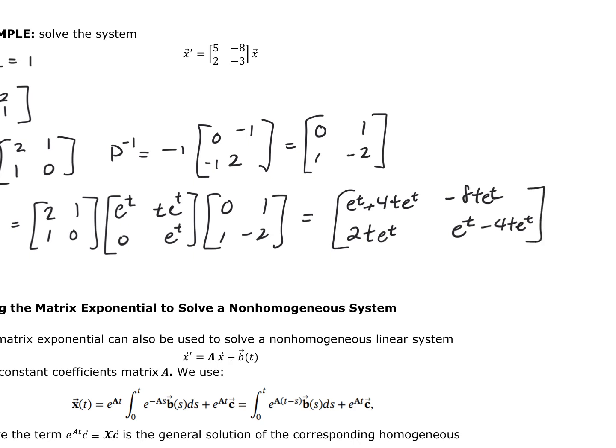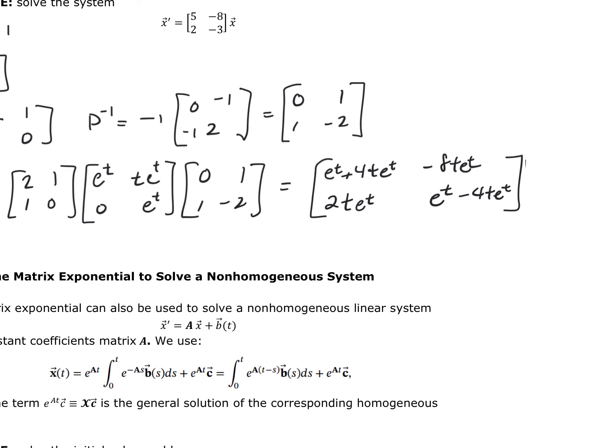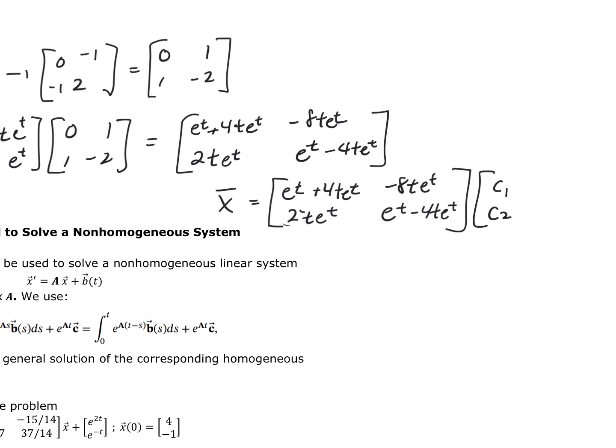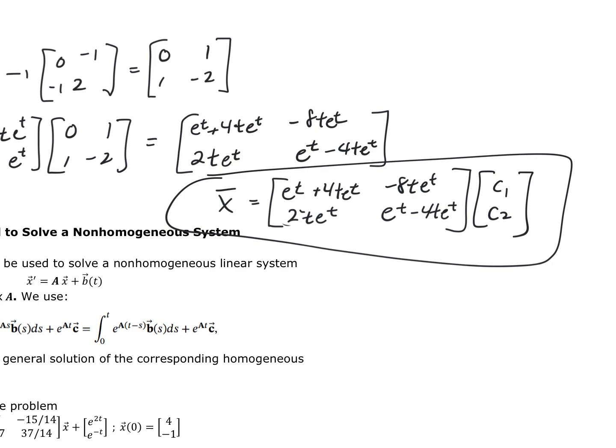All right, so then my x is going to be equal to, and since I don't have an initial value, this is just going to be that matrix again, e to the t plus 4t e to the t, -8t e to the t, 2t e to the t, then e to the t minus 4t e to the t, and then multiplied by, since I don't have the initial value, just c sub 1, c sub 2. And this is my final answer.